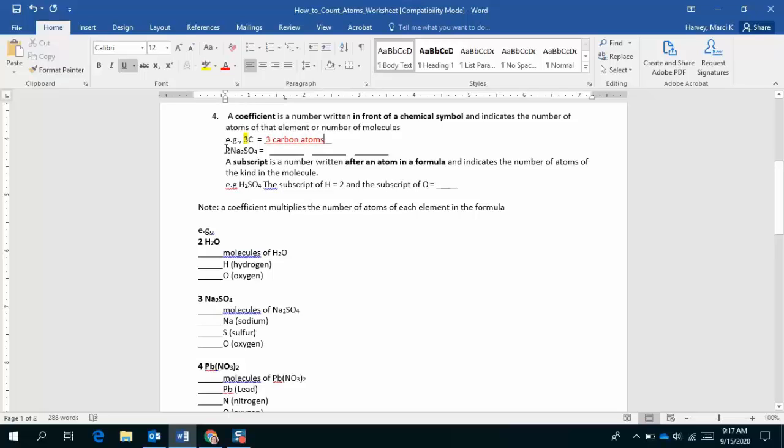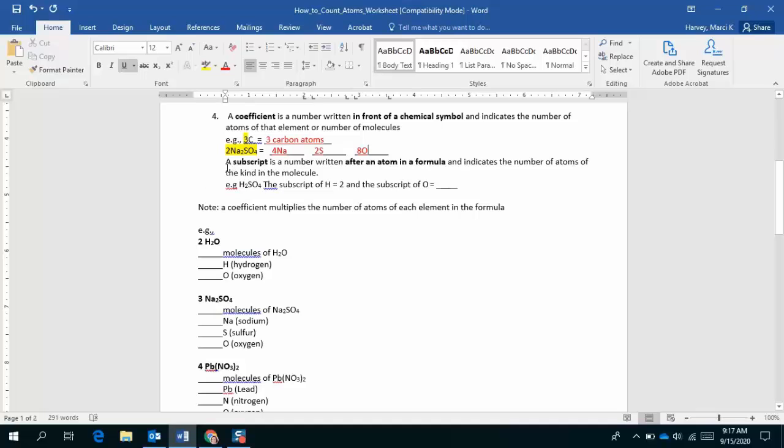Well, when you see a coefficient in front of an entire formula, like this one, we're going to multiply the whole formula by that coefficient. So what we see here is that there are 2 sodiums because there's a subscript 2. We're going to multiply by the coefficient of 2 to get a total of 4 sodium atoms. We're going to do the same thing with the sulfur. In the formula for this compound, I only have 1 sulfur, but there are 2 of those. So that's going to give me a total of 2 sulfurs. And then finally, I see 4 oxygens. I multiply that by 2. That gives me a total of 8 oxygen atoms.